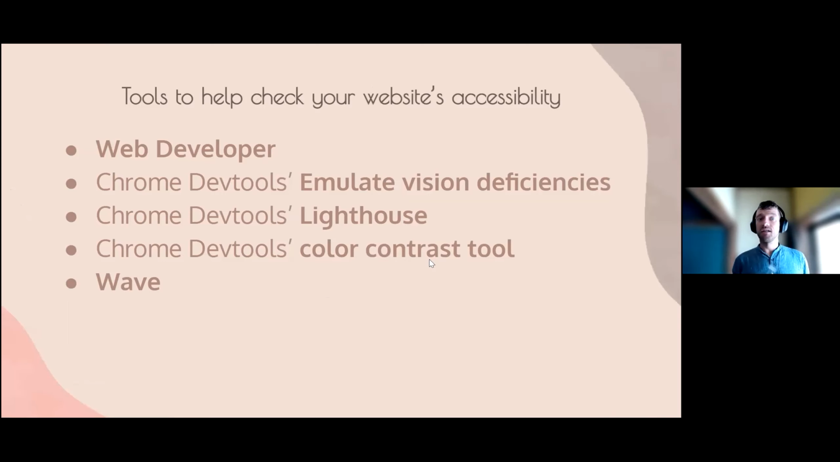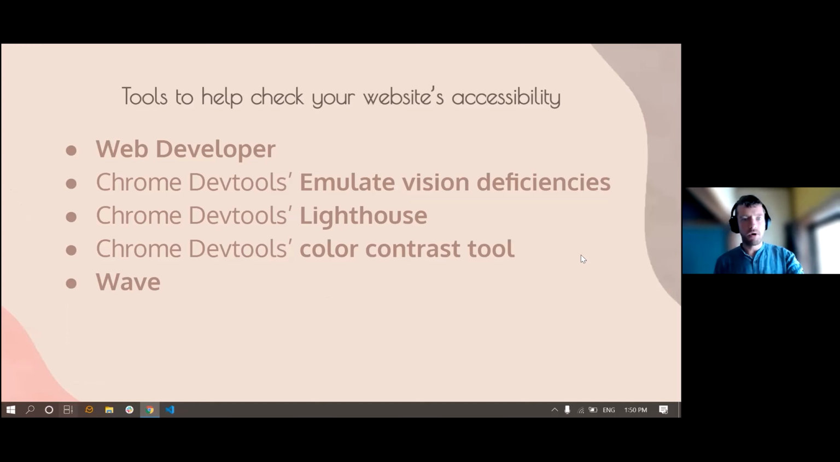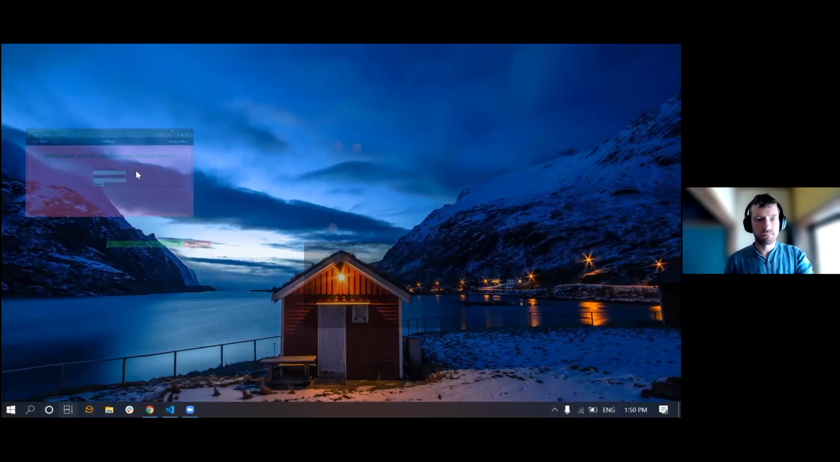So lastly, let's look at some tools to help check your website's accessibility. We've already looked at Web Developer. Now we're going to look at a bunch of things that Chrome DevTools can do. And we're also going to look at Wave. So let's hop over to the website again.